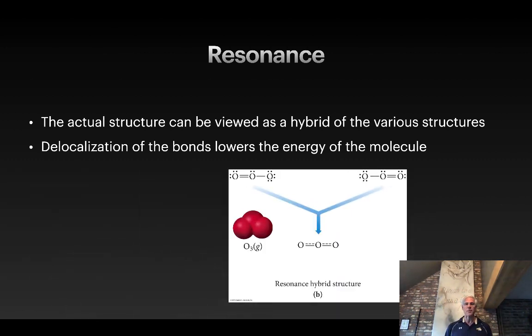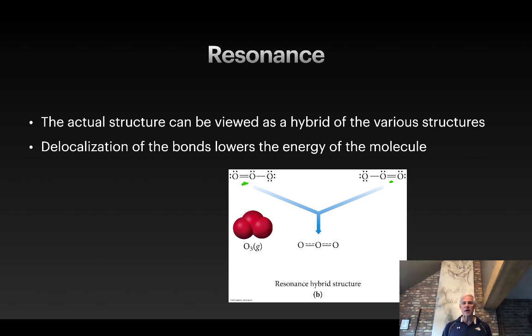So here's an example of ozone. So we've got a structure on the left there where we had a double bond over here on the left, and on the right-hand structure we put the double bond over here on the right. Okay, and which one is correct?